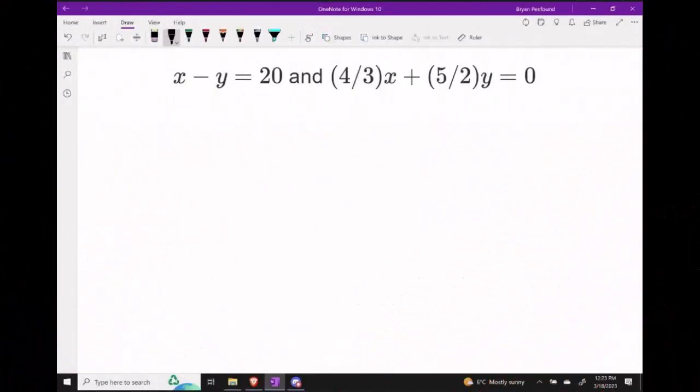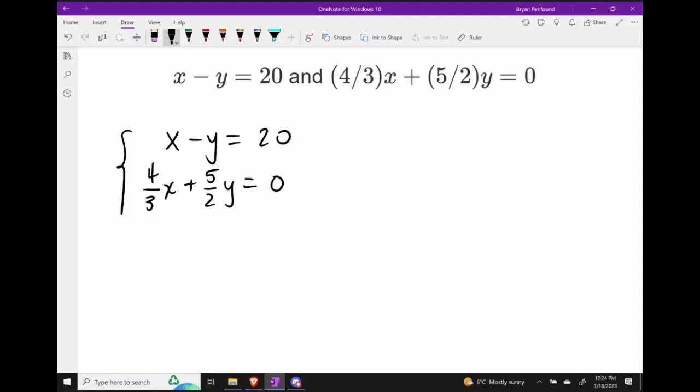In this video, we're going to solve the following linear system. The first thing I notice is that we have some fractions that are coefficients of our x and y variables in equation number 2. I'm not particularly fond of working with fractions unless I have to, so I'm going to multiply by the LCM of the two denominators. The lowest common multiple of 3 and 2 is 6. So let's go ahead and multiply equation 2 by 6.